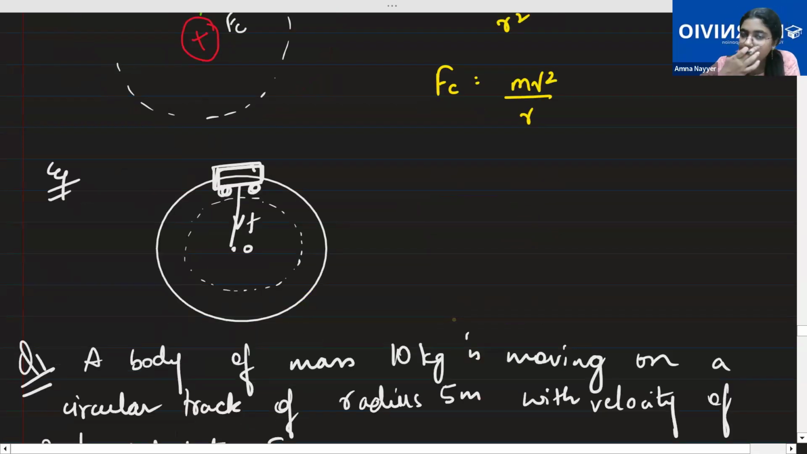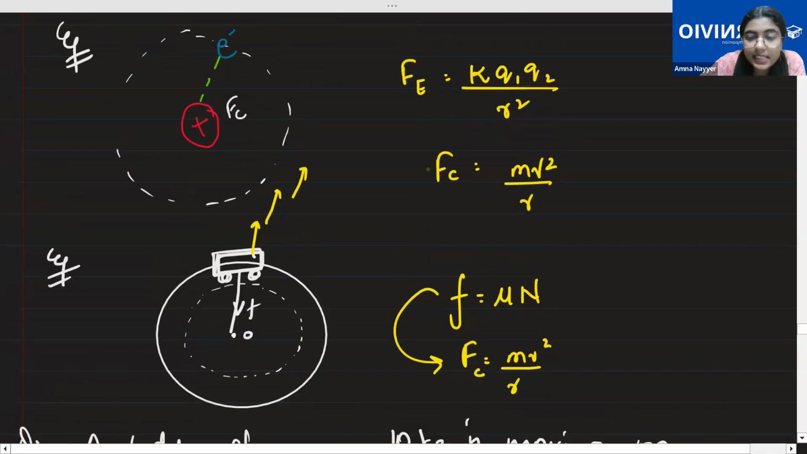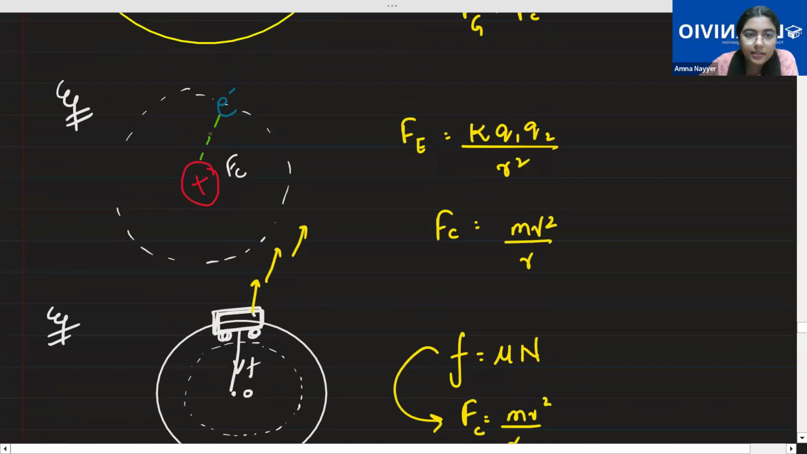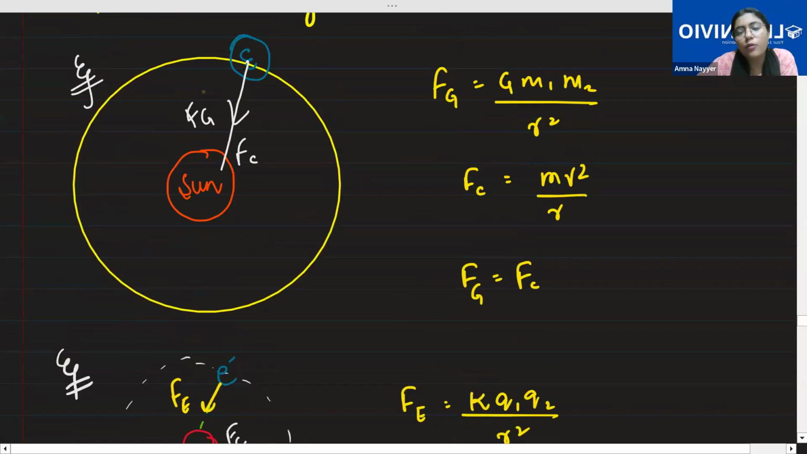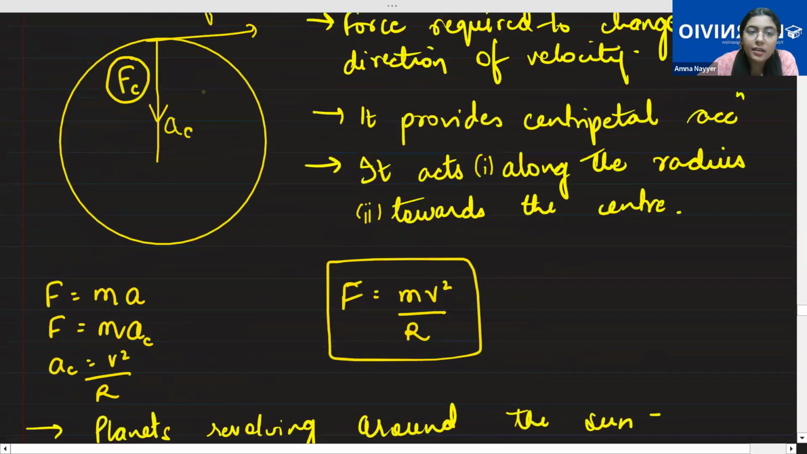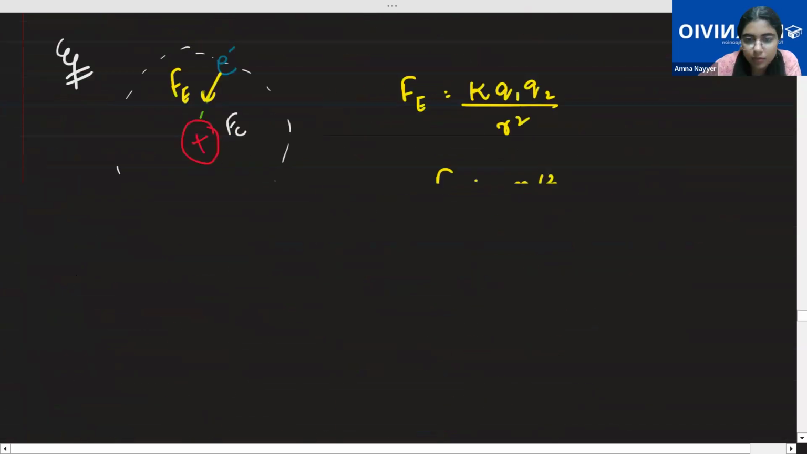Similarly, in the laws of motion chapter, we'll see that the cars have the tendency to skid away. So frictional force acts towards the center. So frictional force is mu N and the centripetal force is mv square by r. So in this case, frictional force will provide the necessary centripetal force. So any force that is acting along the radius and towards the center, whether it's your electrostatic force, the frictional force, or the gravitational force, is said to be providing the centripetal force. So any force that acts along the radius and towards the center is termed as the centripetal force.